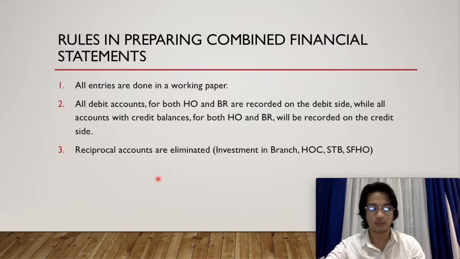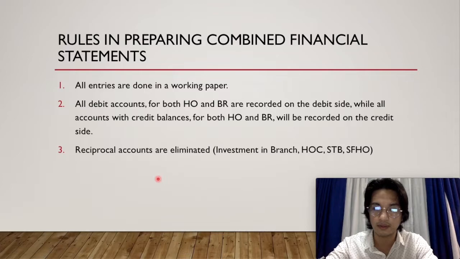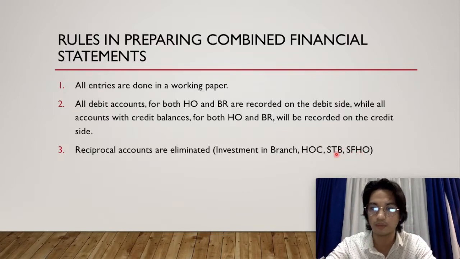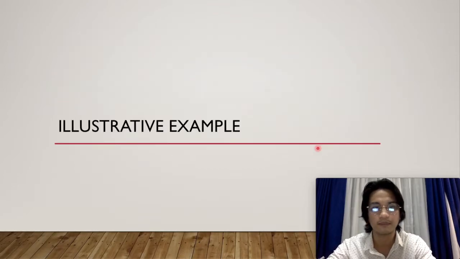As what we have discussed in the previous video session, you have investment in branch and home office current, the branch current and home office current. Being reciprocal accounts, they should be equal to each other and thus should be eliminated in preparation of the combined financial statement. In the same way, shipments to branch is also closed to shipments from home office. And because we are dealing with shipments at cost, necessarily both of these accounts should also be equal. So for an illustrative example, we'll have this.